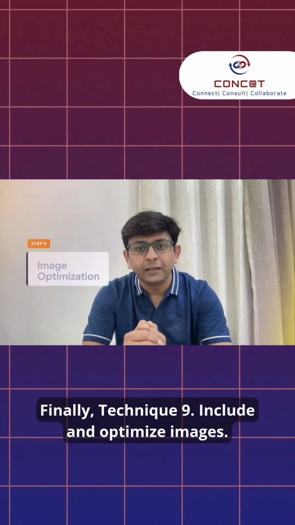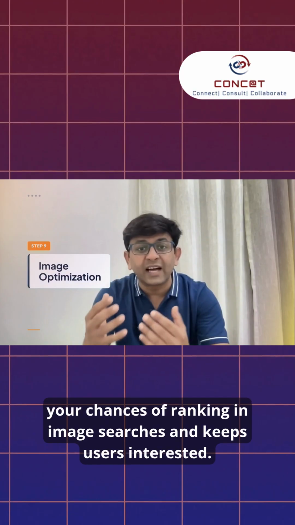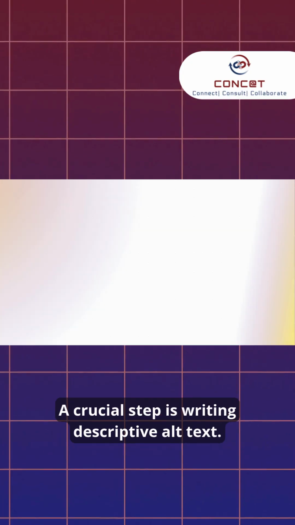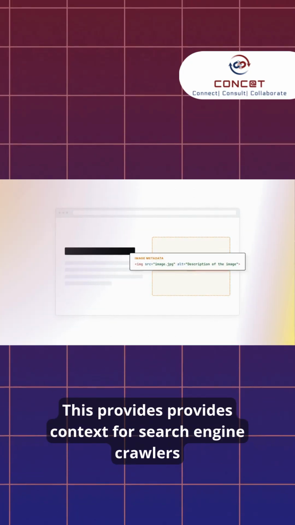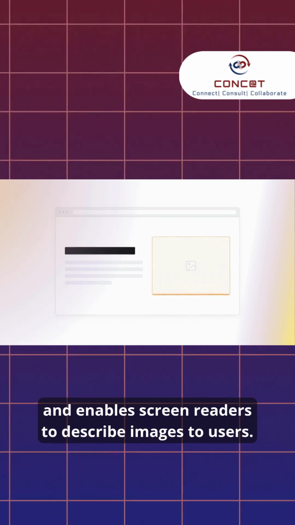Finally, technique 9. Include and optimize images. Visual content increases your chances of ranking in image searches and keeps users interested. A crucial step is writing descriptive alt text. This provides context for search engine crawlers and enables screen readers to describe images to users.